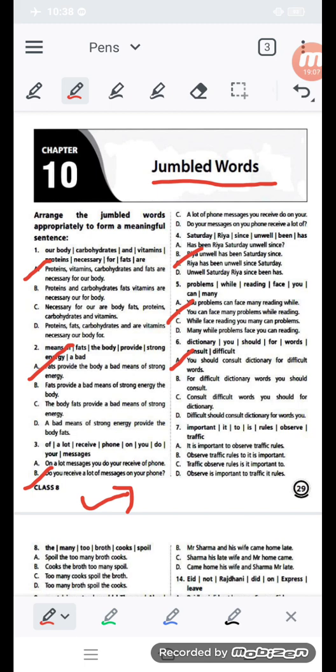Question number 7. Important it is to ease rules, observe traffic. It is important to observe traffic rules. Observe traffic rules. It is important. Traffic observe rules. Is it important to? So it is important to observe traffic rules. Here A is the answer. In this way we have solved up to question number 7.